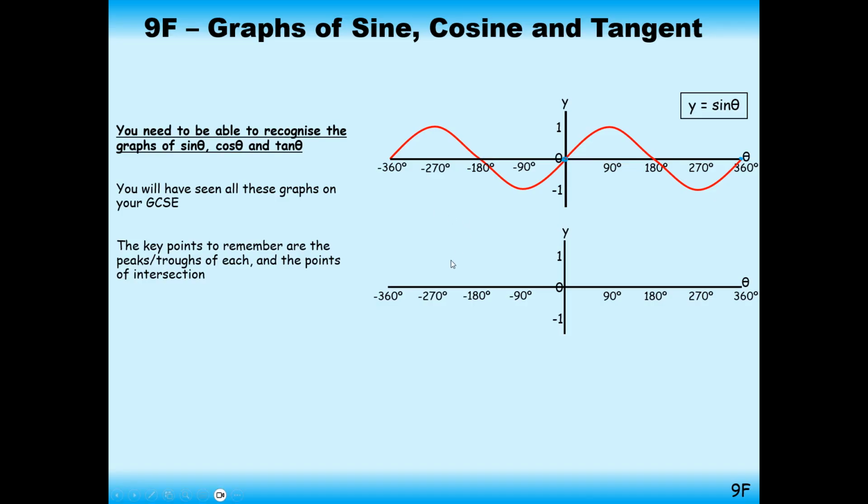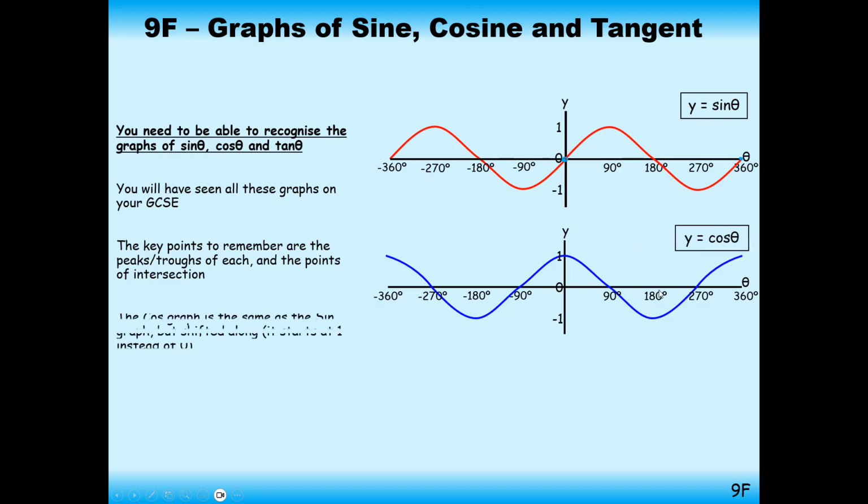Now cos, the point to remember about the cos curve is that at 0 degrees it already has a value of 1. So it would have a y-intercept of 1 and it would look like so. Another point about the cos curve that you need to remember is that it is reflected in the y-axis, so it's symmetric around the y-axis.